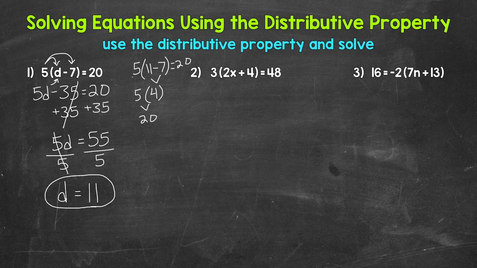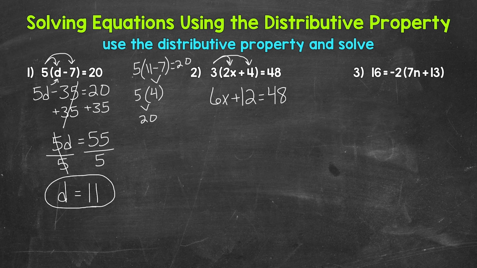D equals 11. Let's move on to number 2, where we have 3, and then in parentheses, 2x plus 4, end parentheses, equals 48. So we need to distribute 3 to 2x and to 4. So 3 times 2x is 6x, plus 3 times 4 is 12. So we get 6x plus 12 equals 48.